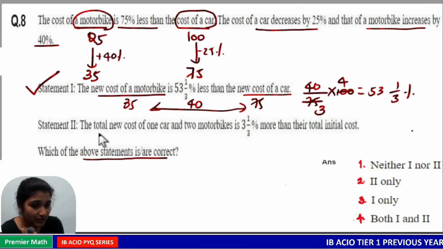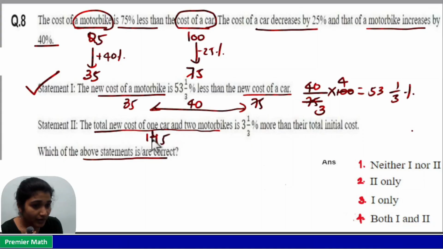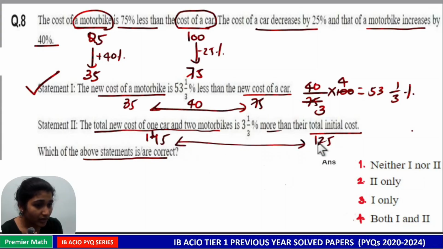Now statement 2 means total new cost of one car and two motorbike. Two motorbike 70, 70 plus 75, 145. 145 is 3 and 1 by 3 percentage more than total initial cost. Total initial cost is 125. Here 145 is 3 and 1 by 3 percentage more than 125.